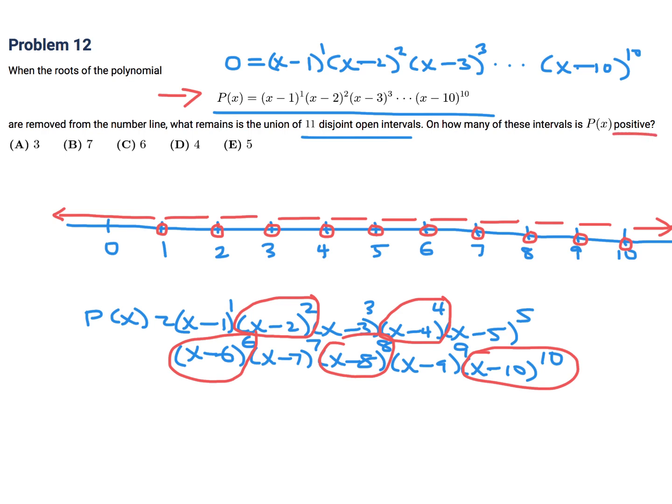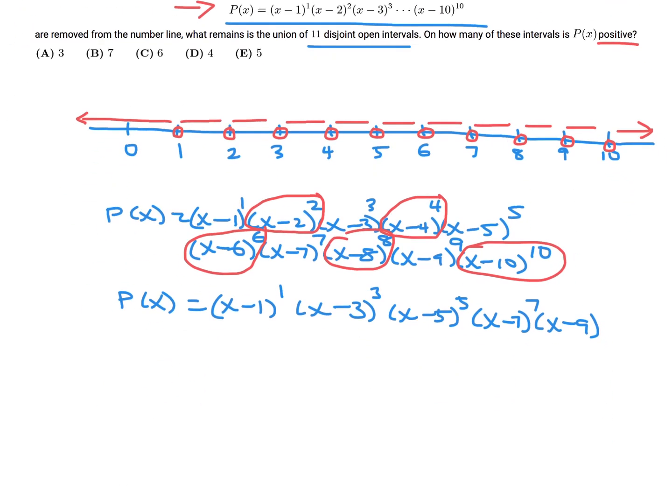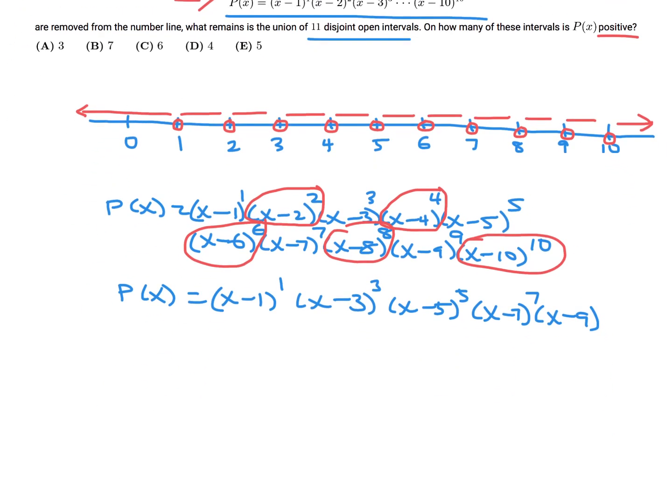So what we really need to concentrate on is just the other stuff. So the x minus 1, the x minus 3, the x minus 5, the x minus 7, the x minus 9. And that's it. Those are the only ones we need to concentrate on. Okay, so let's do that. And let me write on the side our intervals.